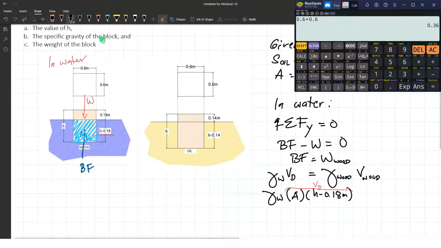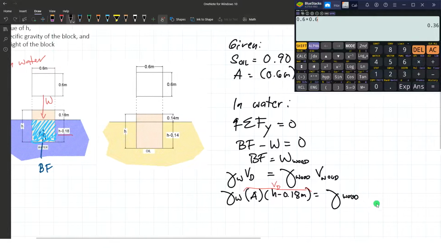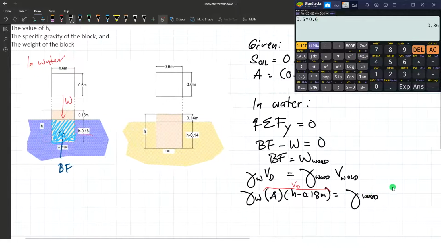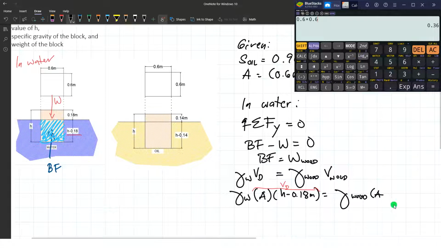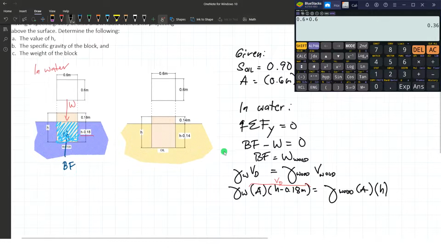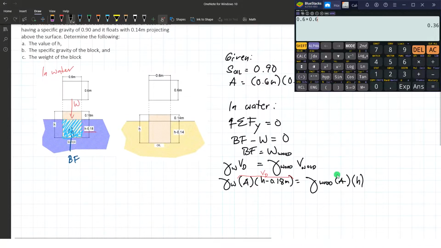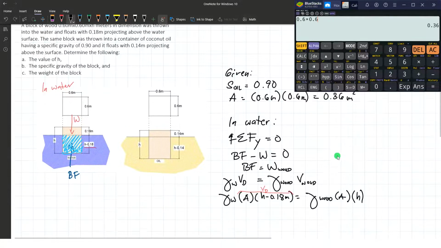For the wood, the weight of the wood is the unit weight of wood multiplied by the volume of the wood. What is the volume of the wood? Just multiply the cross-sectional area by its total depth. So the cross-sectional area is multiplied by the total depth, which is h. The unit weight of wood is unknown, since there's no given specific gravity of the wooden block.